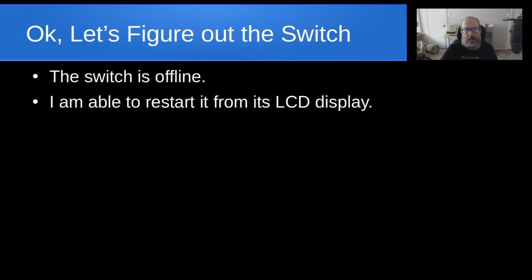So, okay, let's just take a step back and let's figure out what's going on with the switch. So the switch is offline, and I'm able to restart it from the LCD display on the front of the switch. I can cycle through the various screens, so it's not like the switch is locked up. It's just showing in the mobile app that it is offline. Of course, I can't get to it from the desktop because my desktop goes through a couple of other switches that are below that switch. But in any case, I'm able to cycle through those options and choose restart from the LCD display.